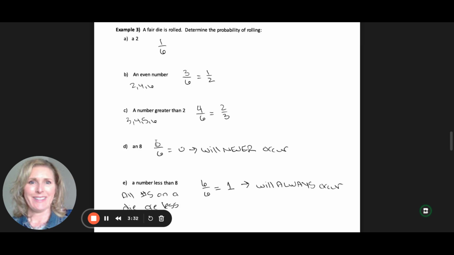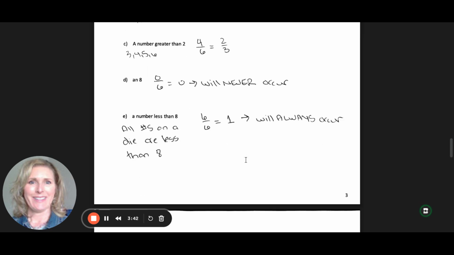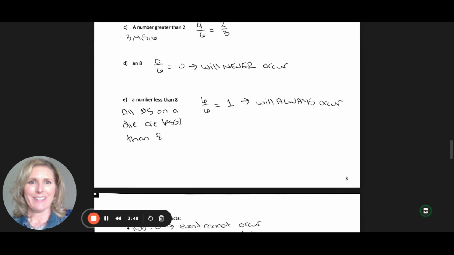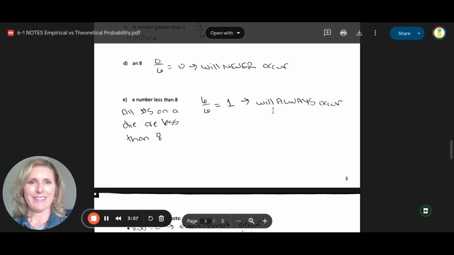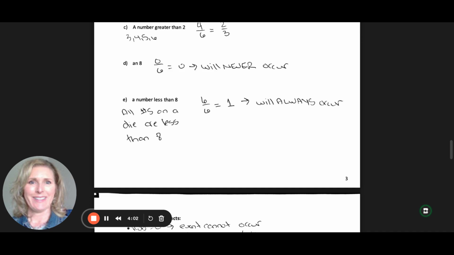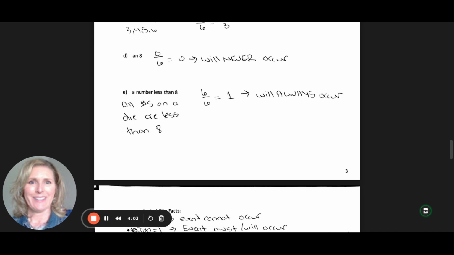What is the probability that you get an 8? Well, there are no 8s, and so that would be 0 out of 6, which reduces to 0, and a probability of 0 means that it will never occur. What is the probability that you get a number less than 8? Well, all of the numbers on a die are less than 8, so that will occur 6 times out of 6. That reduces to 1, and if you get a probability of 1, that means that it will always occur. It is certain to occur.